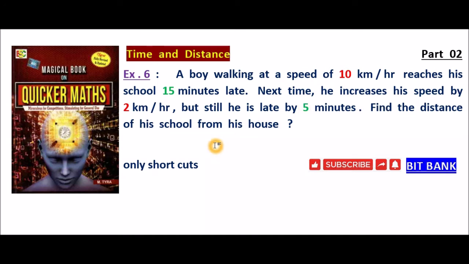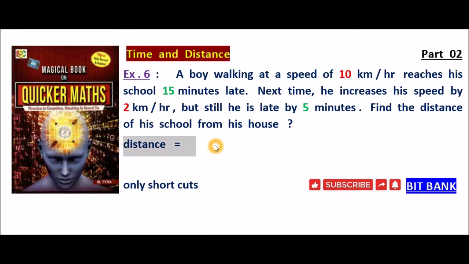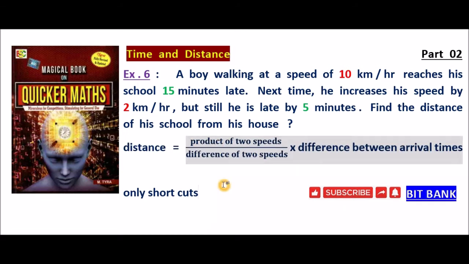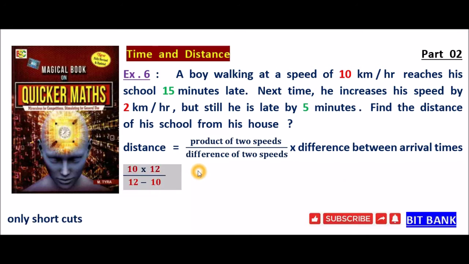The required distance is equal to the product of two speeds divided by the difference of two speeds, into the difference between the time arrivals. Okay, product of two speeds. First speed is 10 km per hour. Second speed is 10 plus 2, 12 km per hour. So the product is 10 into 12, divided by the difference, 12 minus 10, into the difference between arrival times.